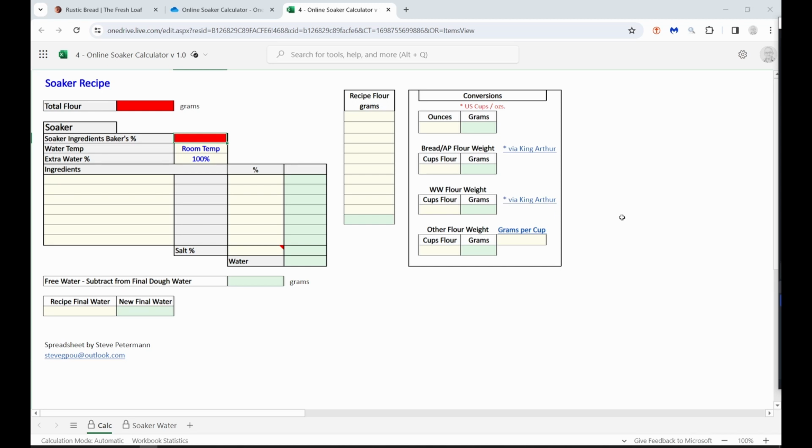This will be a tutorial on how to use the online Soaker recipe calculator, where you can add a Soaker to a recipe that you already have.